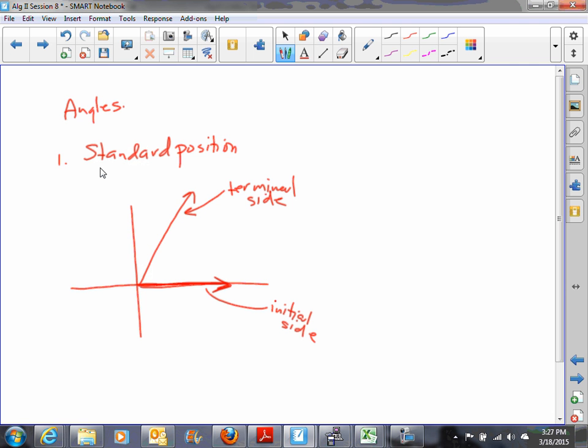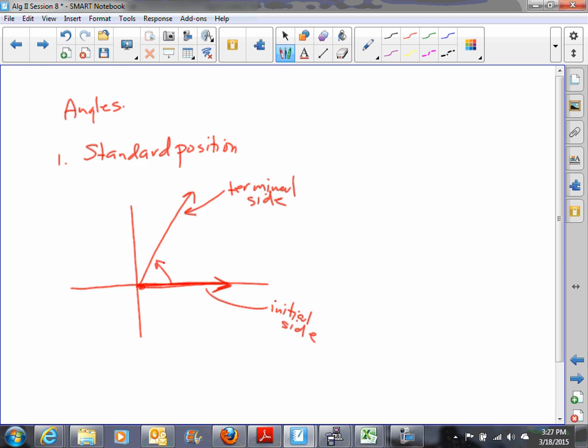So the initial side is where the angle begins, and then it rotates to the terminal side. And then we have a degree measure for this angle. Now, for any angle in standard position, the initial side will be on the positive x-axis, and the terminal side will be where it is, and the vertex of the angle will be at the origin.